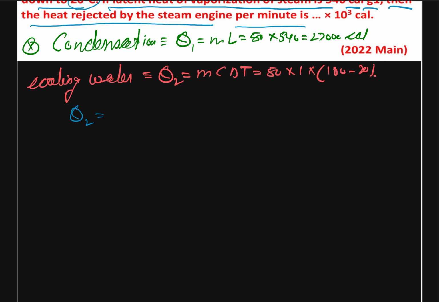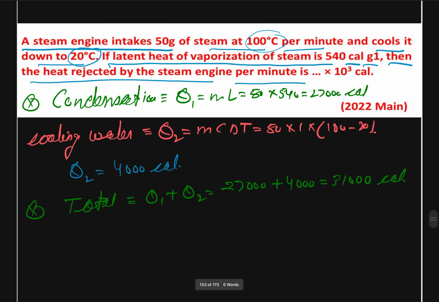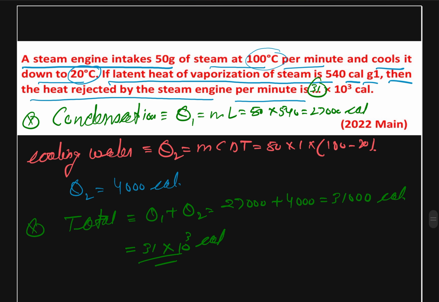Therefore, we get our Q2 is equal to 4000 calorie, and thus the total heat will be equal to Q1 plus Q2, which comes as 27,000 plus 4,000, and will be equal to 31,000 calorie, that is 31 into 10 to the power 3 calorie. So it will be option 31.